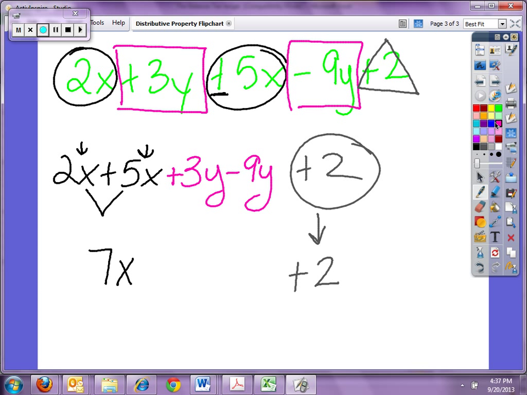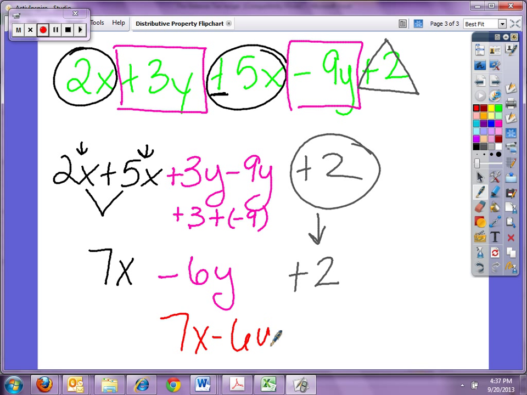Now again, using my rules. Positive 3 minus 9 becomes positive 3 plus a negative 9. So the signs are different, so I subtract. 9 minus 3 is 6, and the larger number is negative, so negative 6y. So my final answer would be 7x minus 6y plus 2.